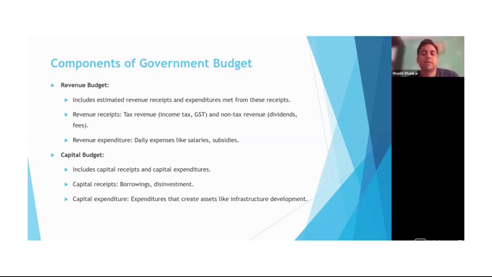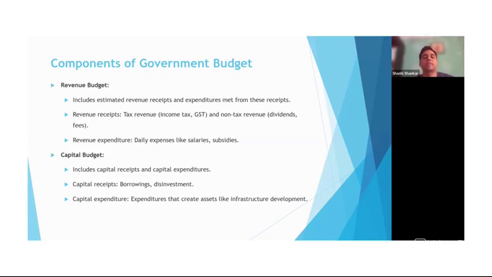Revenue expenditure includes daily expenses like salary, subsidies. Okay. So this is the part of revenue budgets. So revenue budget is the estimated revenue receipts and expenditure. Capital budget includes capital receipts and capital expenditures.